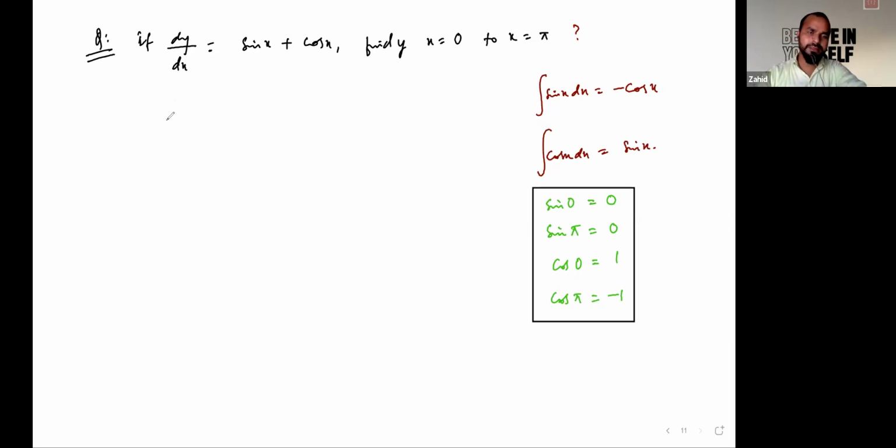Let me give you some hint. Suppose dy is equals to sin x dx plus cos x dx. Integration, integration, and integration. So the integration of dy would be y. Integration of sin x, as I have written this particular part, so it would be minus cos x. Similarly, integration of cos x would be plus sin x. Is it clear?